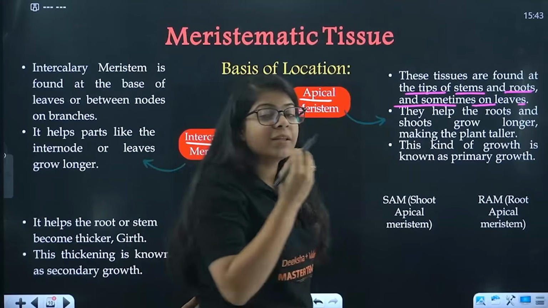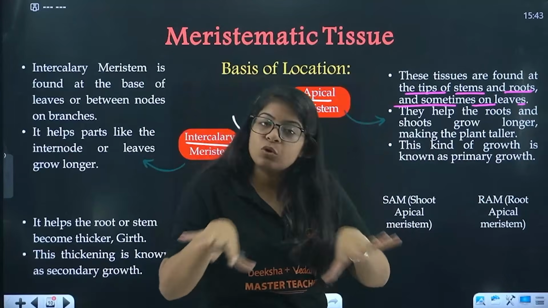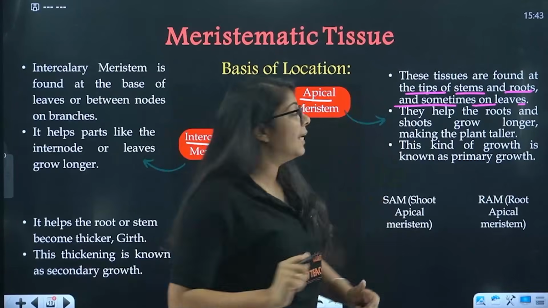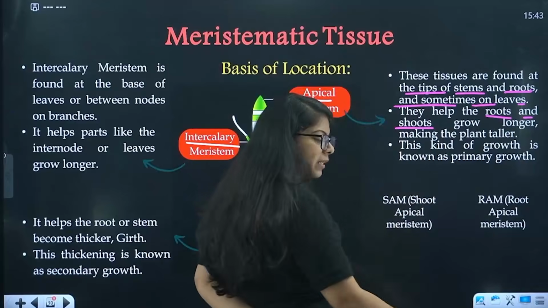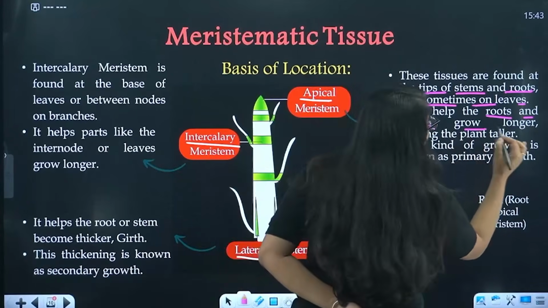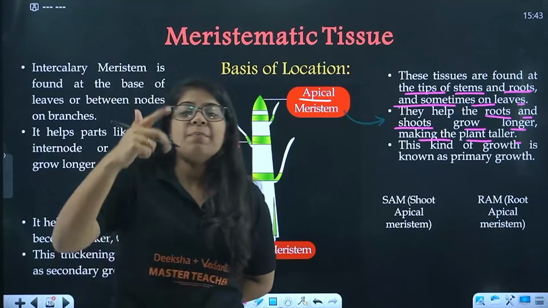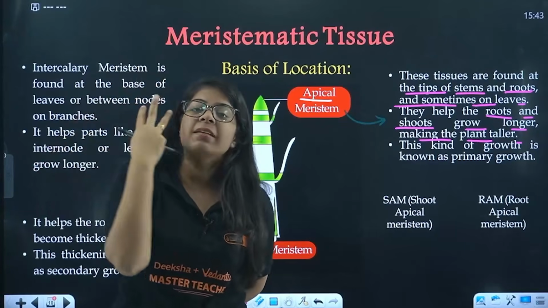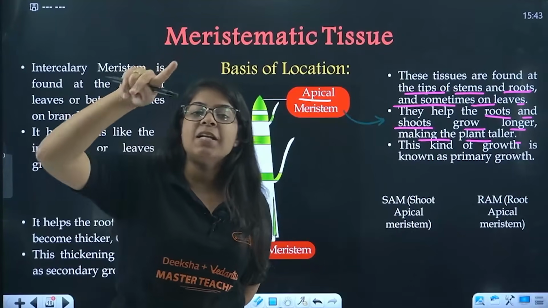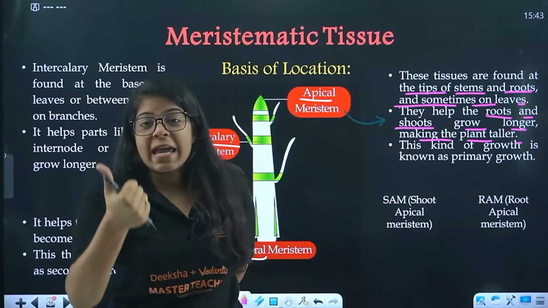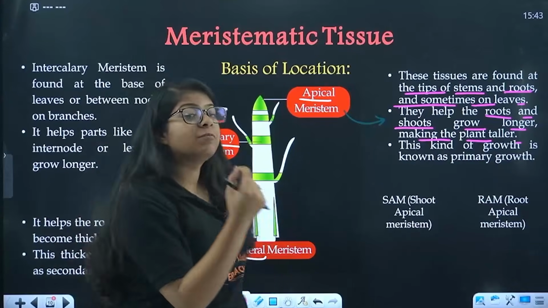Now what is their main function? The growth of that stem, the growth of those roots, the growth of those leaves. So they help the roots and shoots, of course roots in the ground, shoots above the ground, grow longer, making the plant taller. Okay, A, B, C, D, A comes first. We have prime minister: permanent, meristematic. In meristematic, we have three ministers. A is apical meristem. It helps in the growth.